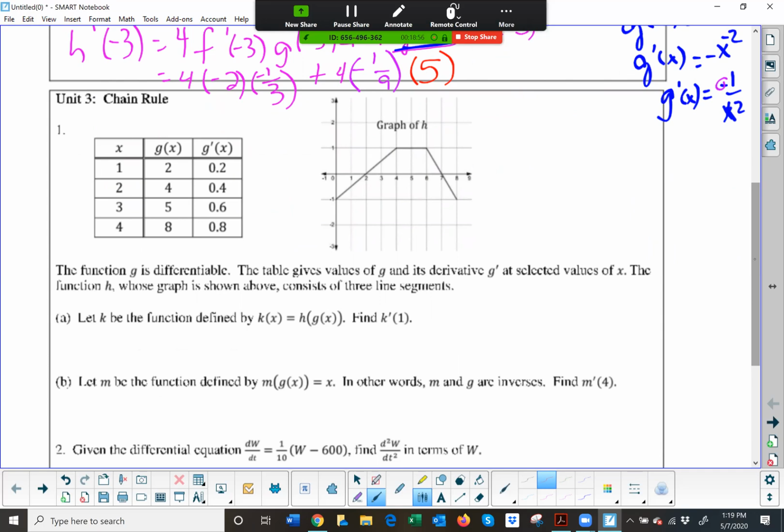Unit 3, stepping it up a bit, this is where the chain rule kind of comes into play. G is a differentiable function. The table gives values of G and its derivative, G prime, at selected values. The function H is shown and it consists of 3 segments. Let K be the function defined by K of X equals H of G of X. Find K prime of 1. I'm going to give you like 40 seconds to do this one, maybe even a minute, and then I'll jump on and tell you what the answer ended up being.